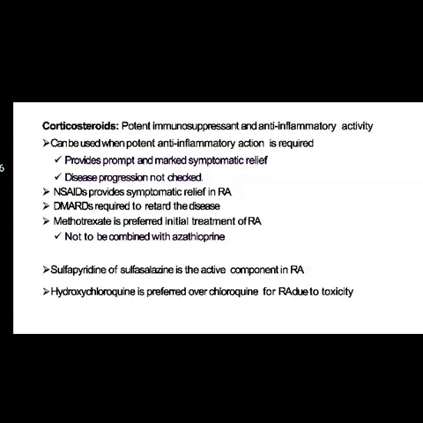Then the last drugs, which are already used, we know, corticosteroids and NSAIDs, the adjuvant therapies, potent immunosuppressants and anti-inflammatory agents, can be used when potent anti-inflammatory action is required. NSAIDs provide symptomatic rheumatoid relief, and disease-modifying anti-rheumatoid drugs are required to retard the disease. Methotrexate is preferred in treatment of rheumatoid arthritis, but not to be combined with azathioprine. Sulfapyridine or sulfasalazine is the active component. Hydroxychloroquine we have already discussed for rheumatoid arthritis.